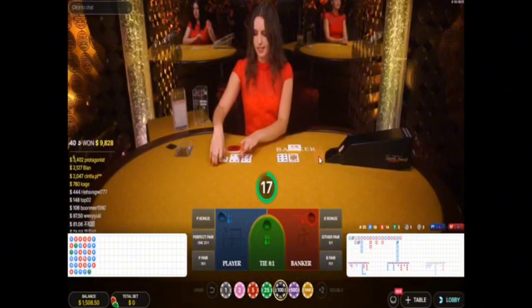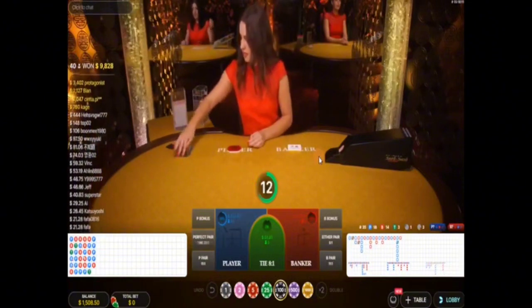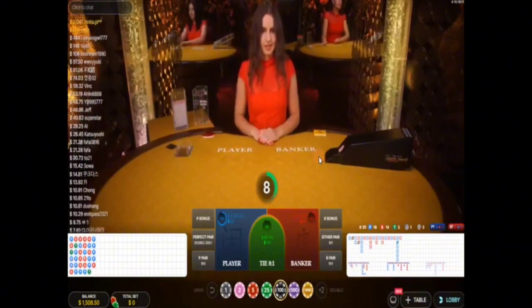Okay? So the banker won. Now we're going to look for the banker to tell us what the read is, whether it's an odd or an even outcome. And we don't care if it wins or loses. We just want to know what the number is.